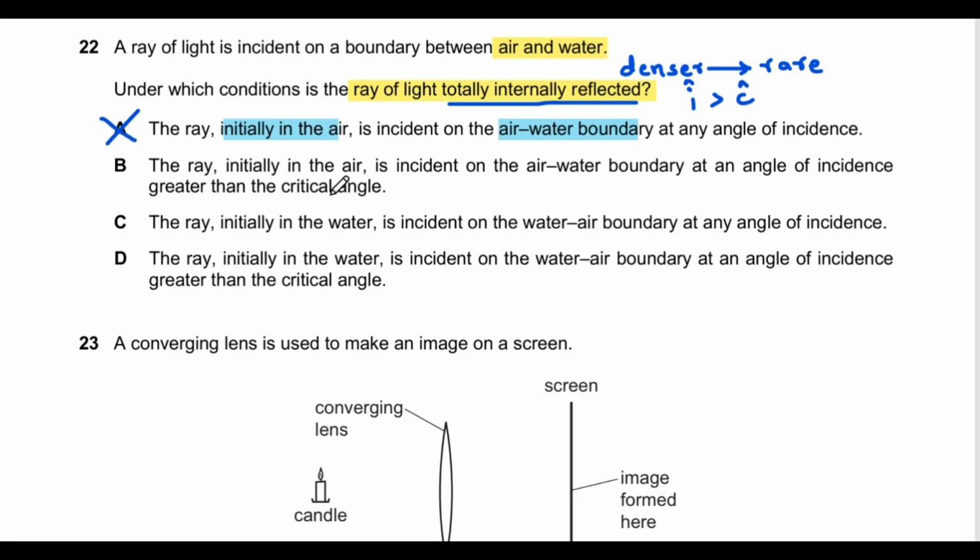Option B is saying again the ray is entering from air to water, which is not the condition for total internal reflection. So B is also not correct. Option C is saying the ray is entering from water, that means a more dense medium, to air, a less dense medium, which is correct. But at any angle of incidence, it is wrong because the angle should be greater than the critical angle. Option D is saying the ray is entering from water into the air and the angle is greater than the critical angle, which is correct. So option D is correct.